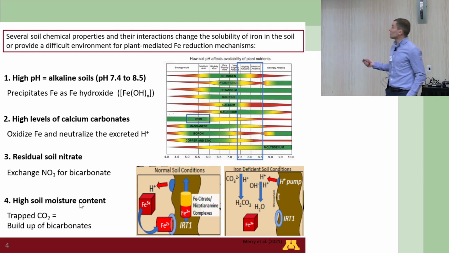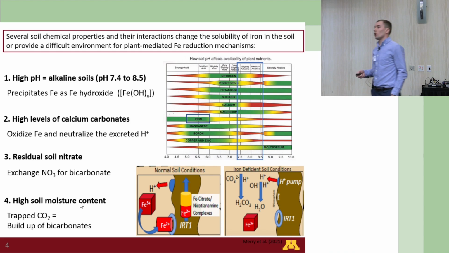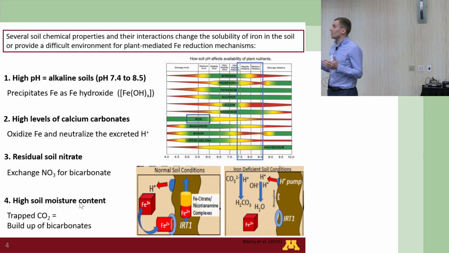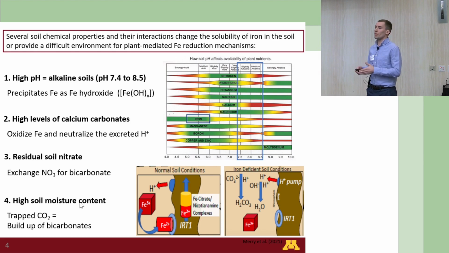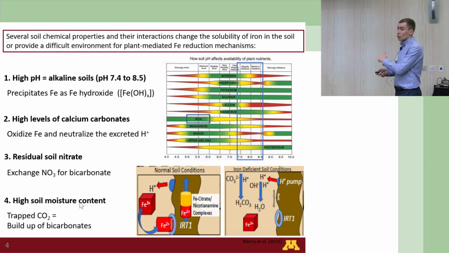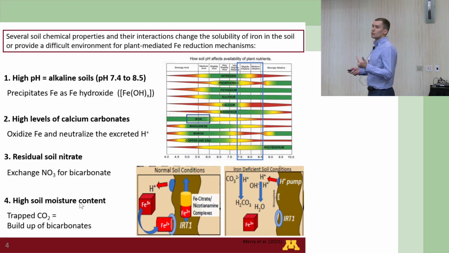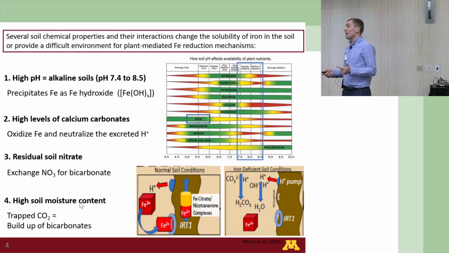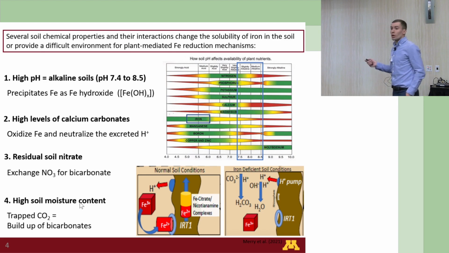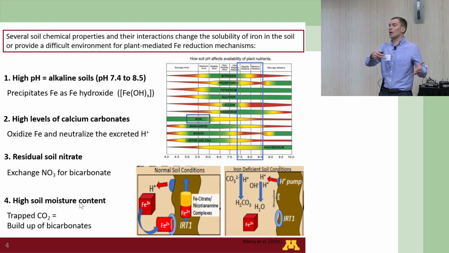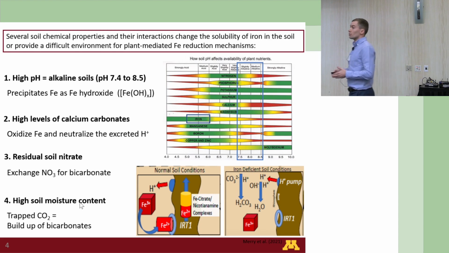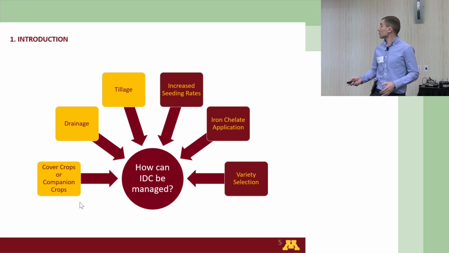And a fourth factor is high soil moisture content. Wet soils are prone to IDC because in a limited air-exchanging environment, CO2 produced through respiration is trapped in soil water. The problem is that this trapped CO2 is then dissolved, resulting in a buildup of bicarbonates. As I just mentioned, buffering caused by bicarbonates limits the conversion of unavailable ferric iron to more available ferrous iron, an important step in iron uptake by soybean plants.